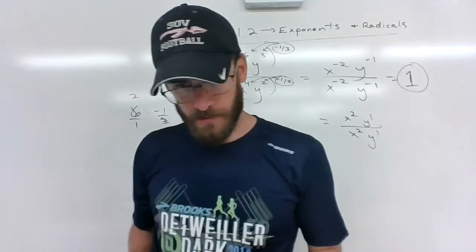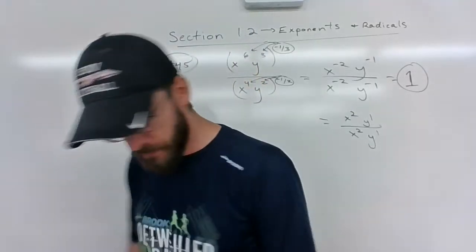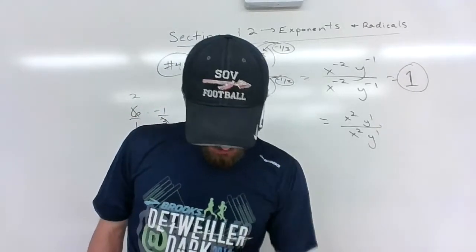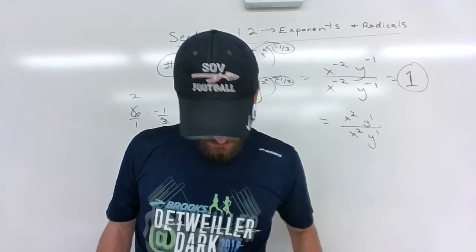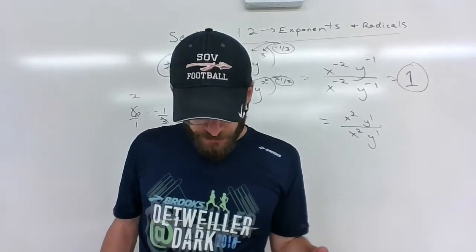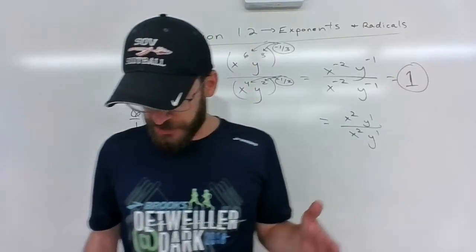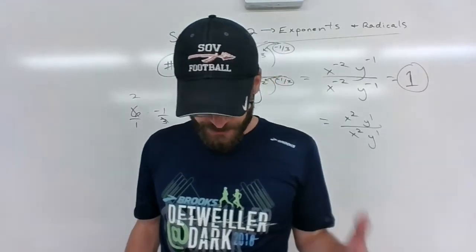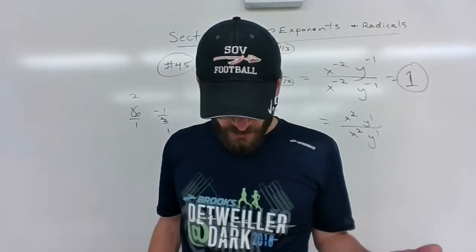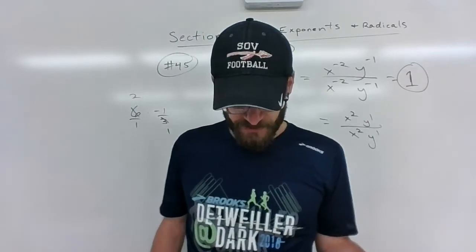Let's see here. Which one did I want to do? It says, touch upon 47 through 56. What does that mean? Okay, and 47 through 52, they talk about rewriting expressions using rational exponents. Basically, just make sure you understand what they're talking about in terms of, like, number 51.